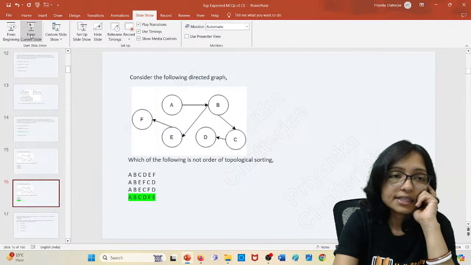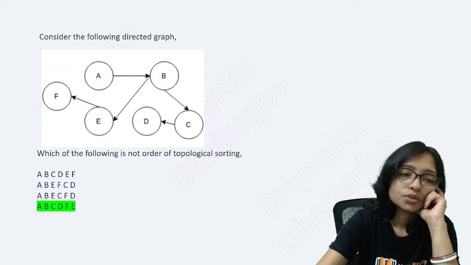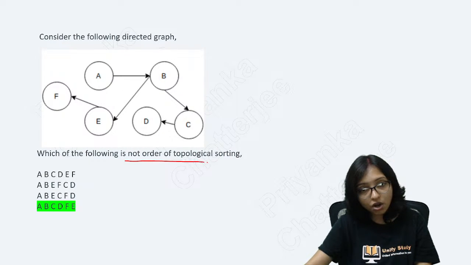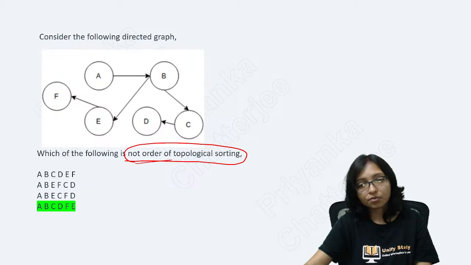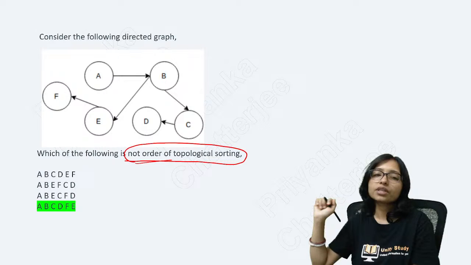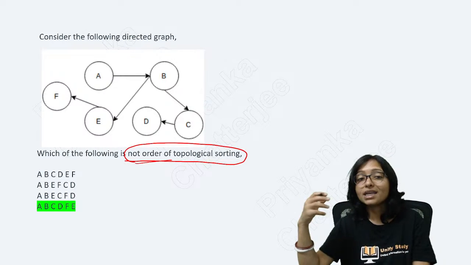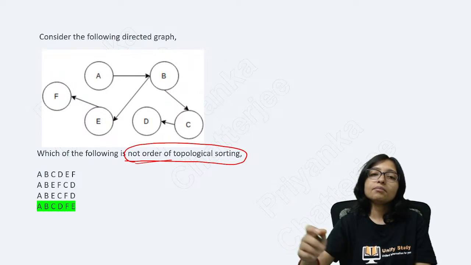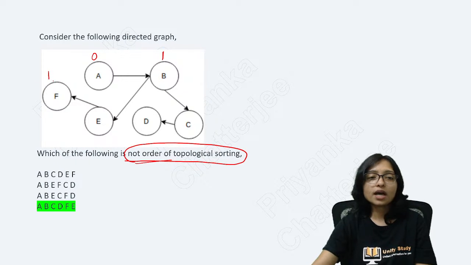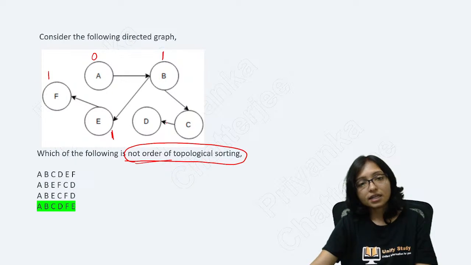Yes. So why this is the answer and how to do it, I am telling you. It is asking which one is not the order of topological sorting. For topological sorting, you have to count the in-degree. In-degree means incoming arrows. Count the incoming arrows. Here there is no incoming arrow, that's why 0. Here one incoming arrow, that's why 1. Here also one incoming arrow. Here also one. Here also 1.